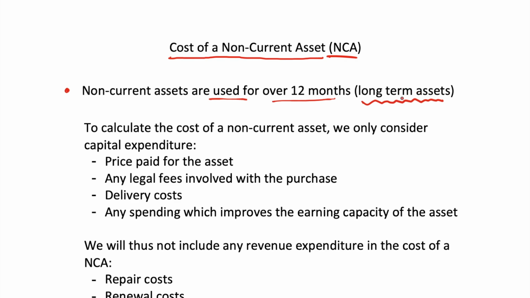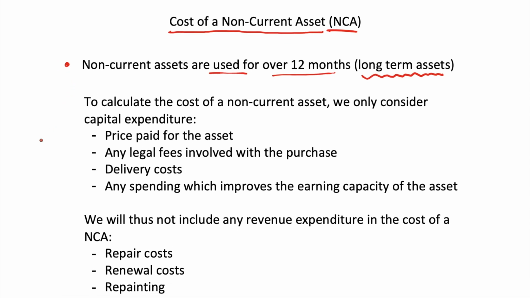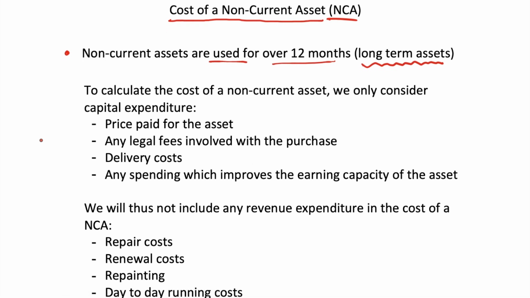We have current assets, which the business uses up in its day-to-day operations, and that will only last for less than 12 months. And we have our non-current assets, which are used in the long term. So when we think about the cost of a specific non-current asset, we are only going to be considering what we know as capital expenditure. So what do we mean more specifically by this capital expenditure?